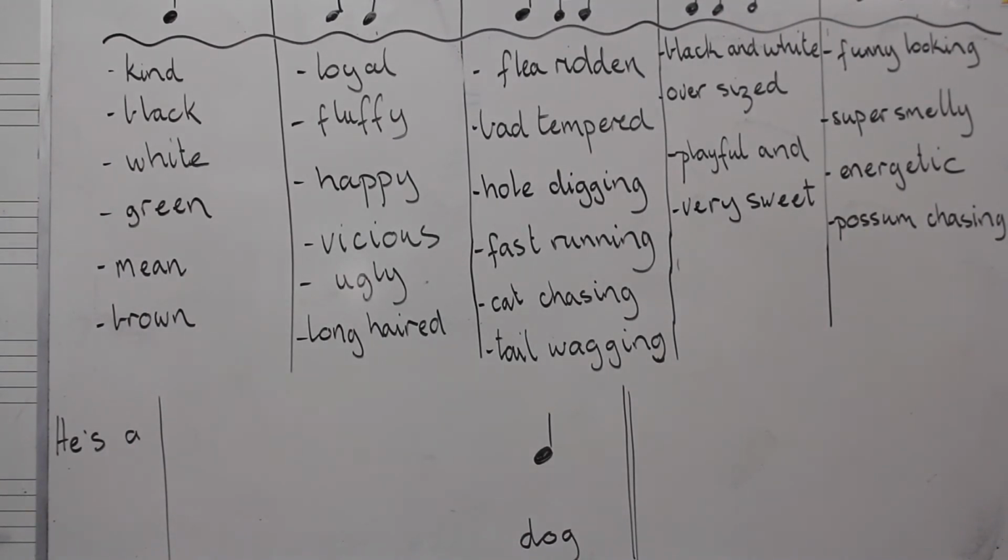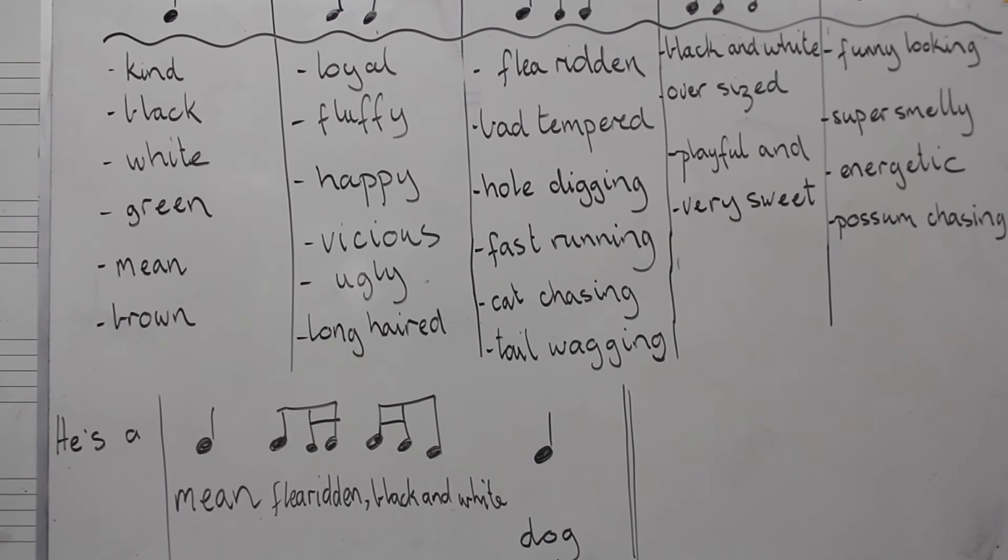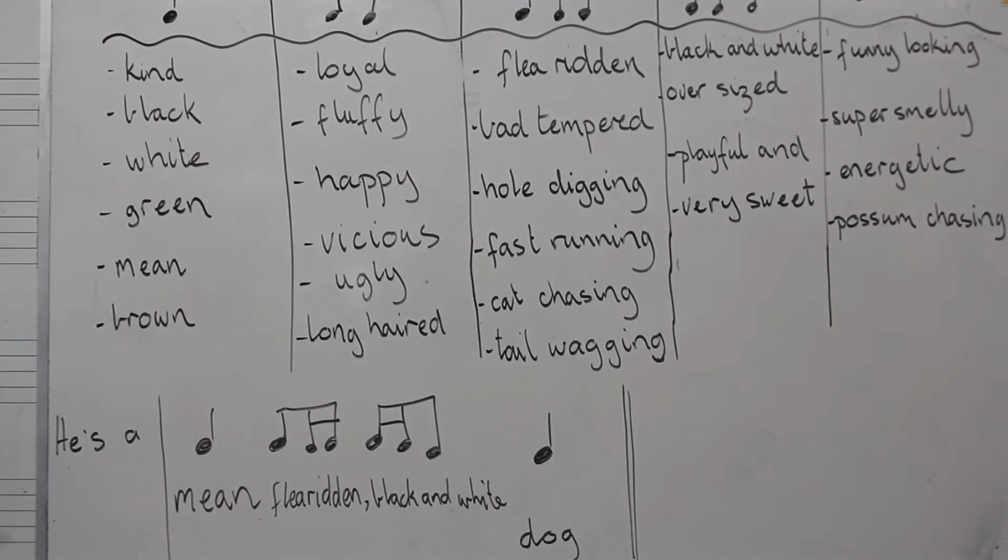But I want you to try and make it a little bit more interesting. So if we're just looking at the one bar, you might have something like this. Okay, hopefully you wouldn't have a dog like this, but just for a bit of fun, we could say, he's a mean, flea-ridden, black and white dog. Okay, so the first step is to do 1 bar like that.